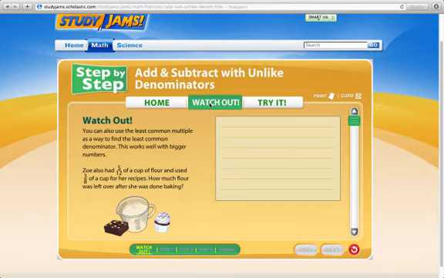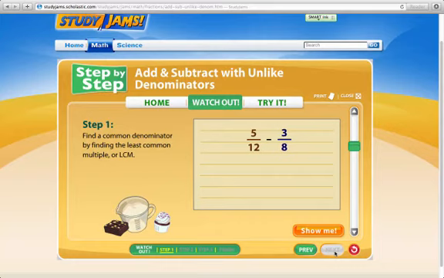You can also use the least common multiple as a way to find the least common denominator. This works well with bigger numbers. Let's give it a test drive. Zoe also had 5/12 of a cup of flour and used 3/8 of a cup for her recipes. How much flour was left over after she was done baking?